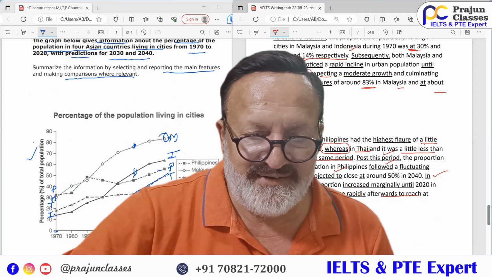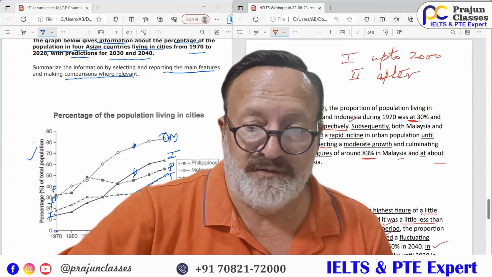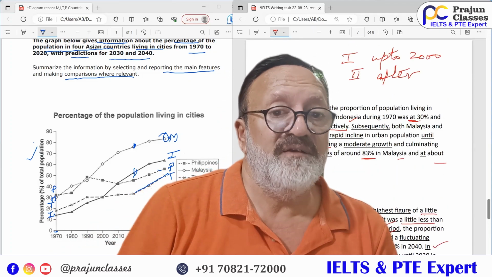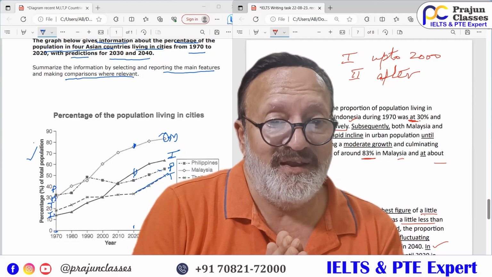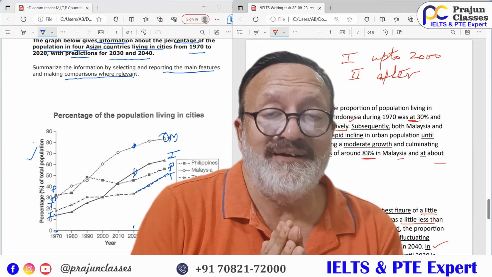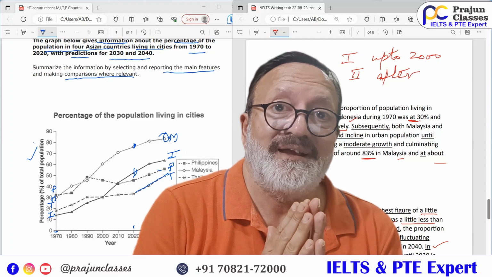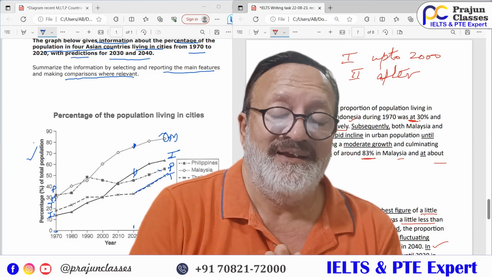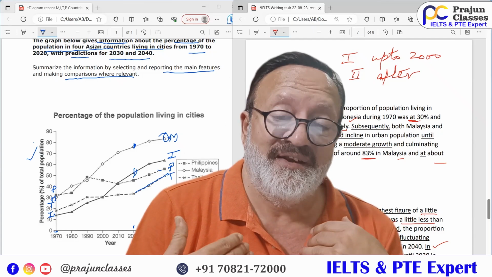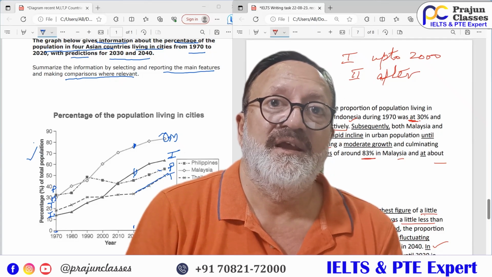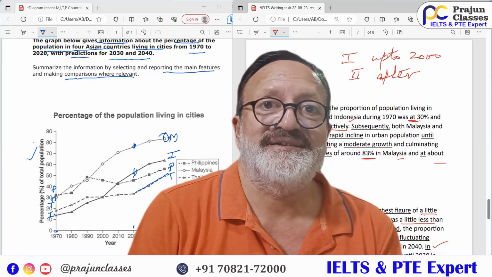So friends, this is the way in which we can write a line graph. And in this line graph, I have taken care to address all the task response requirements. And then I have used the proper linkers, and I have written a whole range of vocabulary, and I have also used conjunctions which make the sentences complex.